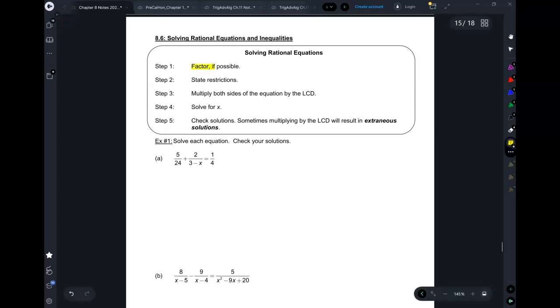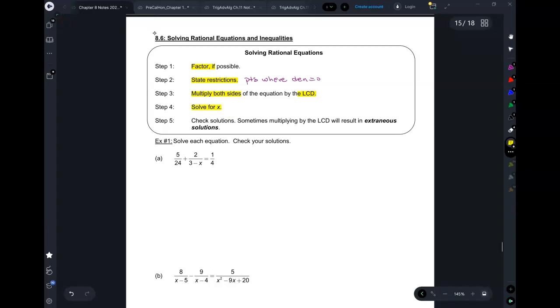First, you have to factor, if possible, in the numerator and denominator. After you do that, you have to state the restrictions. These are the points where the denominator equals 0. Those are the restrictions. Then you identify what the LCD is between all of the denominators. You multiply both sides of the equation by the LCD.